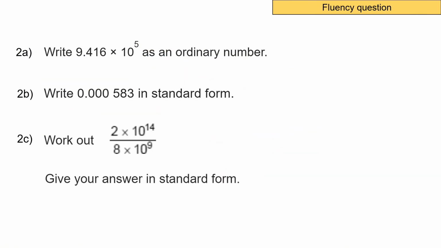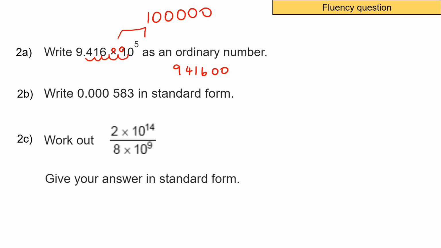So the second part is more or less all the standard form questions that you could have for fluency. 9.416 times 10 to the power of 5 as an ordinary number. So remember, 10 to the power of 5 means you're multiplying your number with 10 five times. So it's going to get 10 times more each time you times it. So it's going to be 1, 2, 3, 4, 5 to the 2 zeros. So your answer is going to be this.